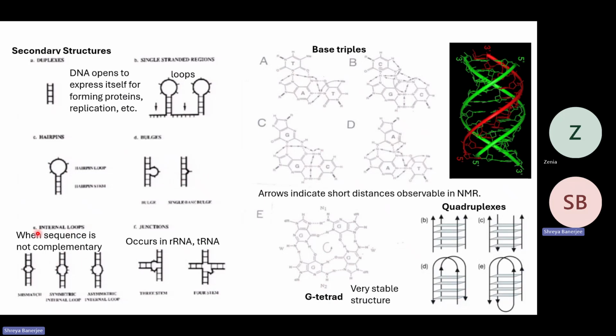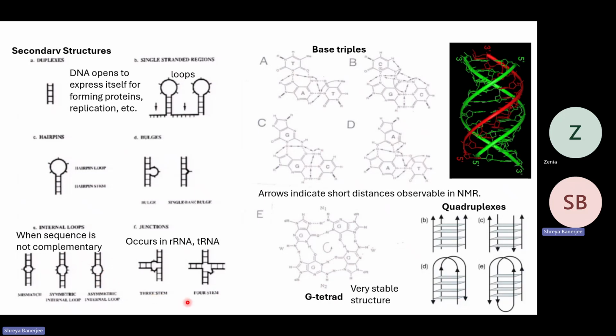You can also have internal loops where the sequence is not complementary. So suppose you have A and G. So they are not pairing with each other. They are pointing outwards, and they can instead form pairs with other DNA or some other molecule. This mismatch can happen at a single base pair. They can form at multiple base pairs, in which case this loop will be larger, and they can be symmetric. So three base pairs this side, three this side. That is symmetric. Or it can be asymmetric. Three on one side, two on the other side. So that can also exist.